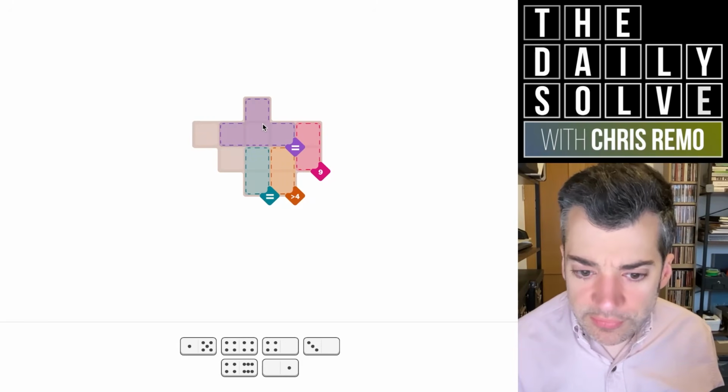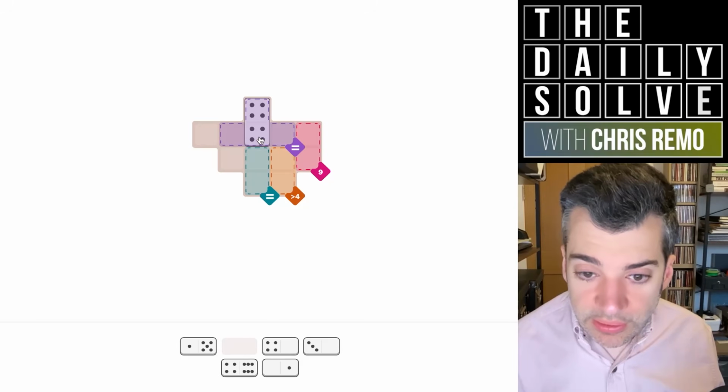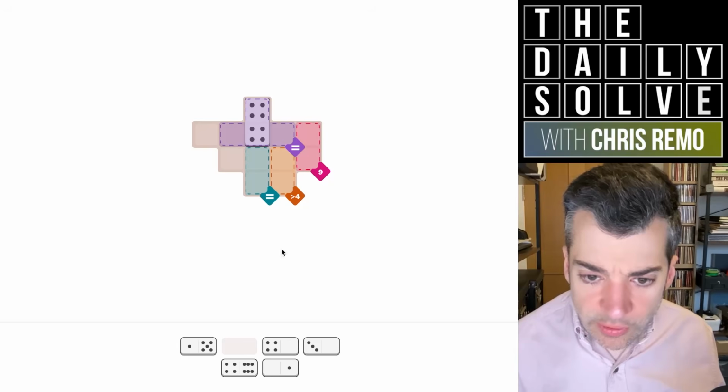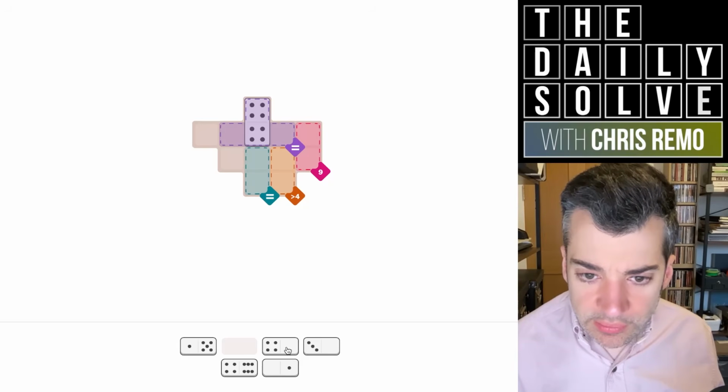Okay, we need 4 of something. It looks like that will be 4s, actually. So we need a double 4 up here. We need 2 of something, which looks like maybe 0s or 1s. What about our other 4s? One of them will go here.